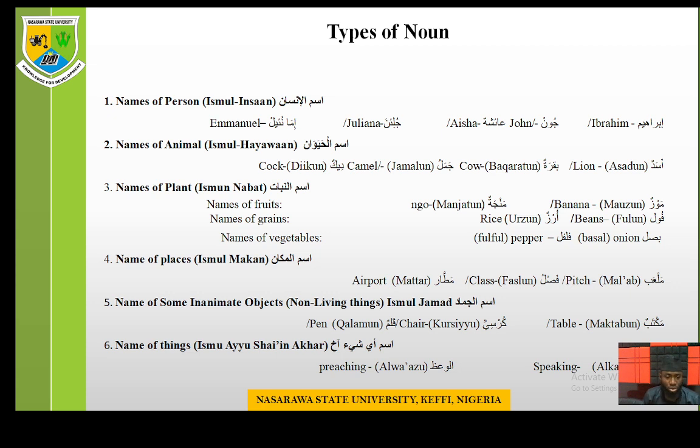And then under the example of things, we have kalam, which is speaking or talking. You see, you cannot touch talking or even taste it or see it. We'll just be talking without seeing it, but we call it a noun, because talking is a noun. And then we have al-wa'az. Al-wa'azu, which is preaching. It is our names of things.